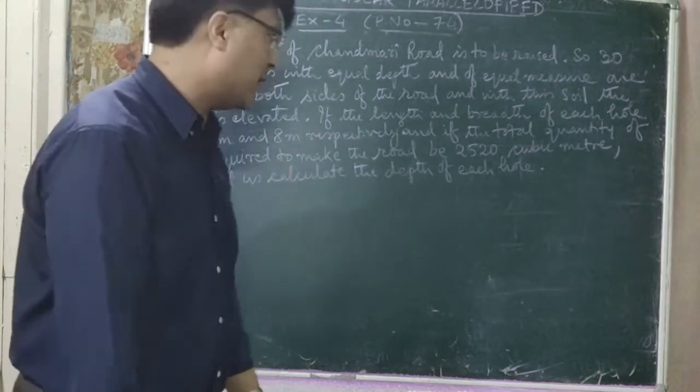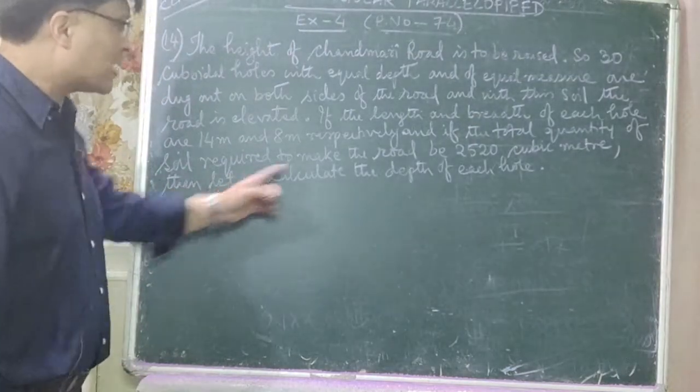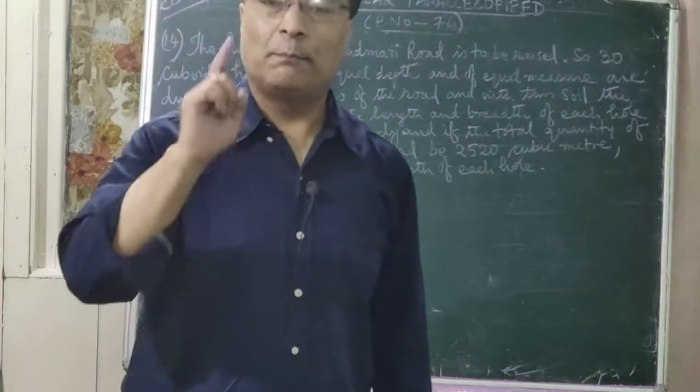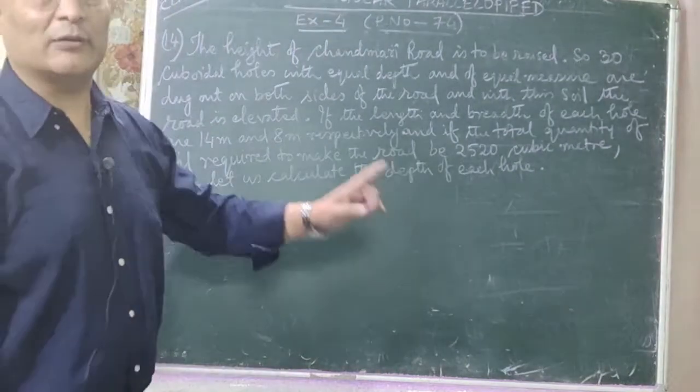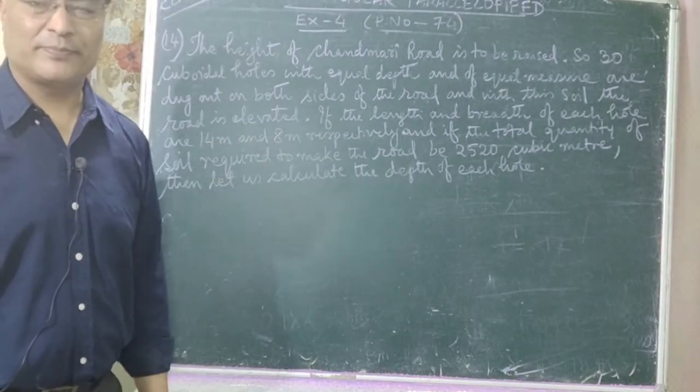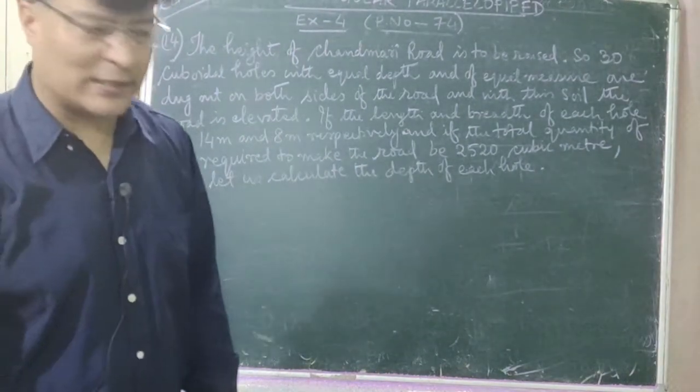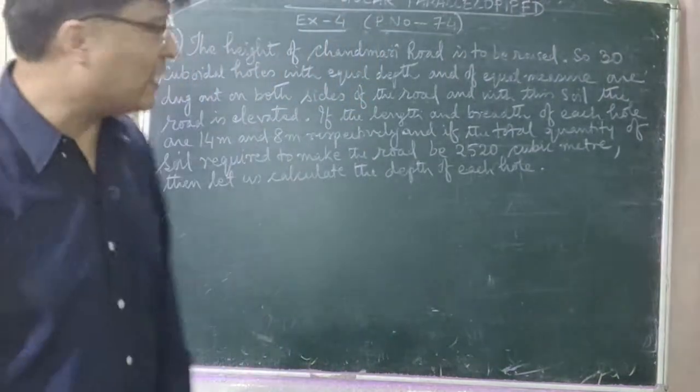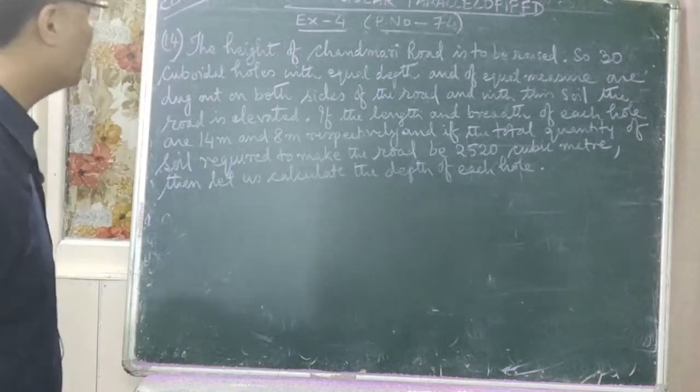So let us calculate the depth of each hole. We have to find the depth of each cubical hole. So is the question clear to all of you? I think you understood the question, right? So let us do the solution now.